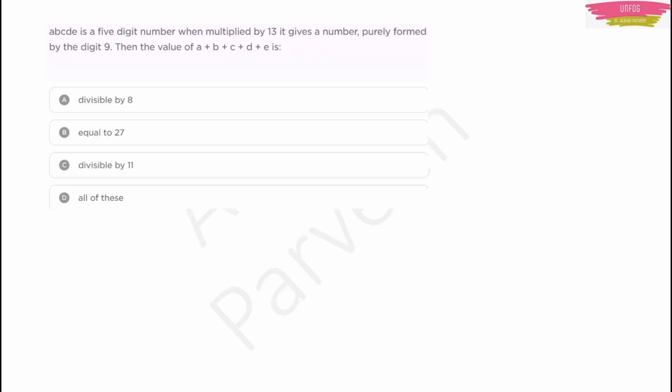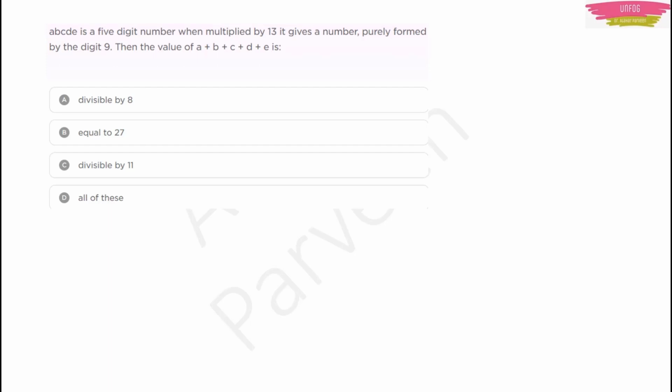Now let us see what type of question can be asked in Karnataka TET this time. ABCD is a 5-digit number. When multiplied by 13, it gives a number purely formed by the digit 9. Then the value of A plus B plus C plus D plus E is, they have given you 4 options. So there is a 5-digit number, and when it is multiplied by 13, it gives one number that only has the digit 9. Now you have to find the value of A plus B plus C plus D plus E.